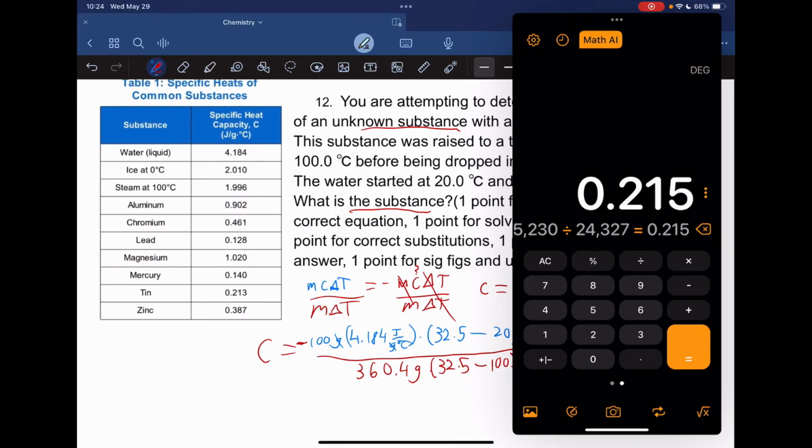We're going to look over our table, and none of them have the exact value we found, but of course we all understand that the last digit is not for sure known. It's where our uncertainty is. So we're going to take a look at tin here, because tin has a value of 0.213, which is basically close enough. So what we're going to write as our answer is that this is tin.